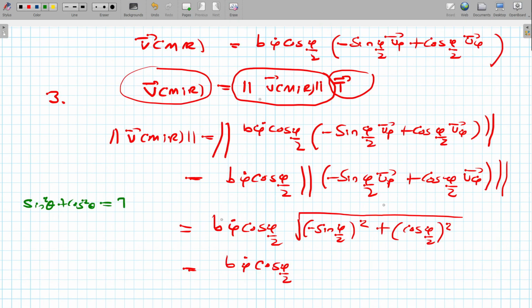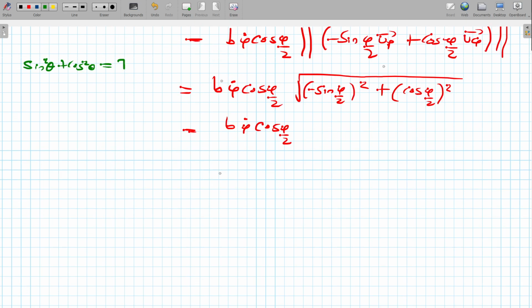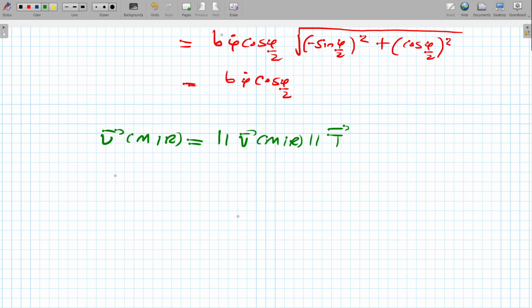Okay, so let me write the full equation. So we now know the norm. We also know that the velocity of the point M in the reference frame R, in the basis of this reference frame, is going to be equal to the norm of this velocity in the reference frame R, multiplied by the vector t. So let's now write the full expressions.